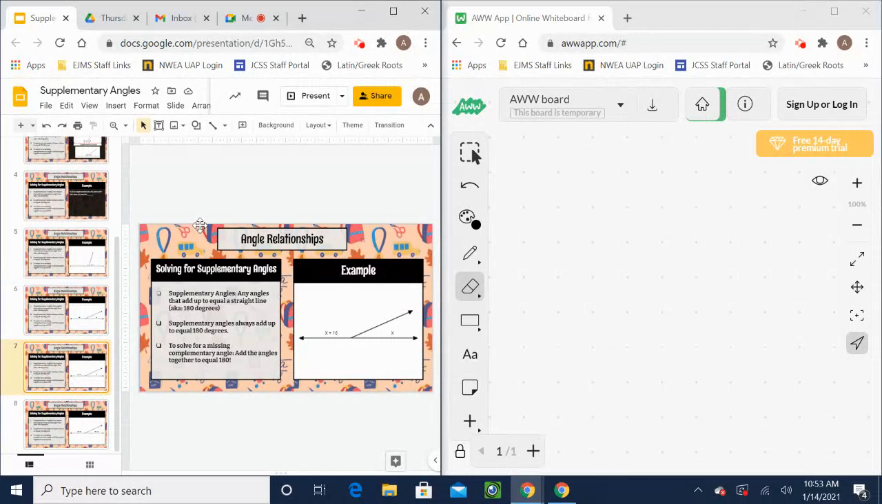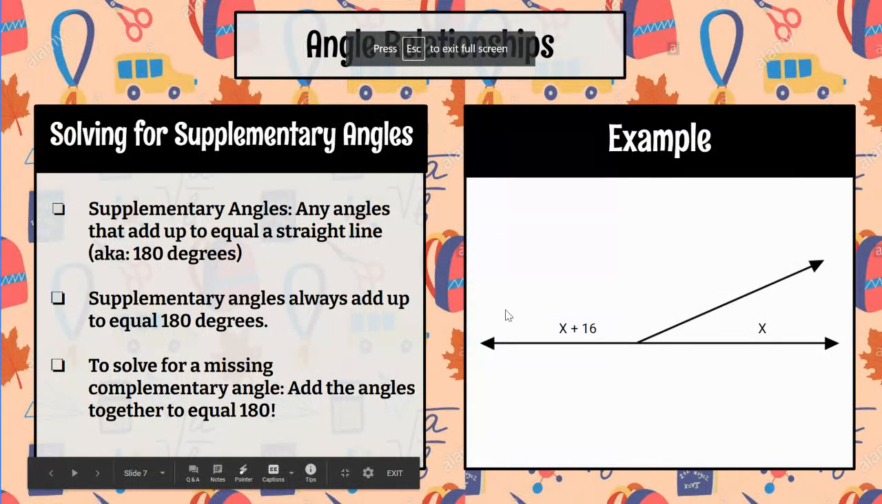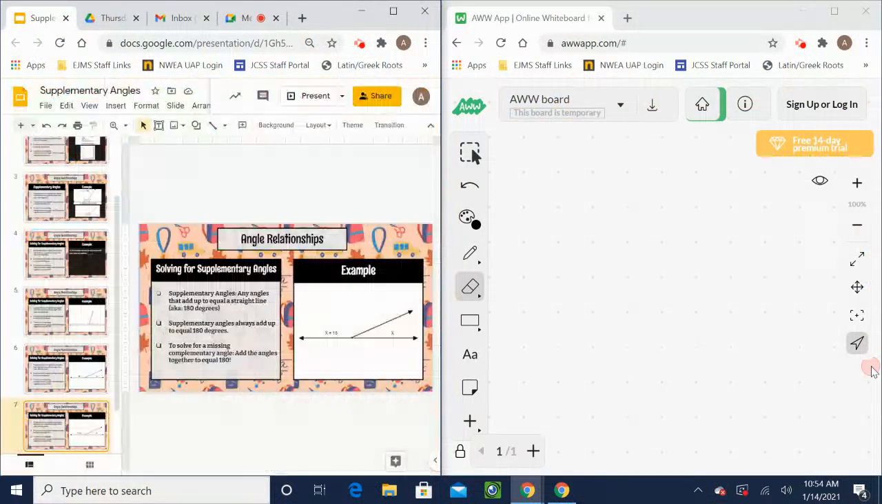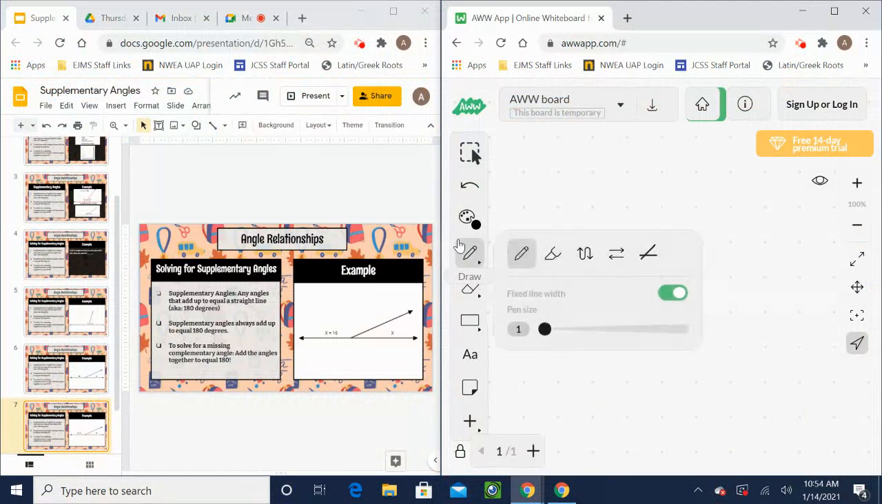Sorry, two more. On this one, we have x plus 16 as one angle and x as the other angle. Well, these make a straight line, so they're supplementary. And when they're supplementary, they add up to equal 180 degrees. That never changes, okay? So we've got x plus 16.